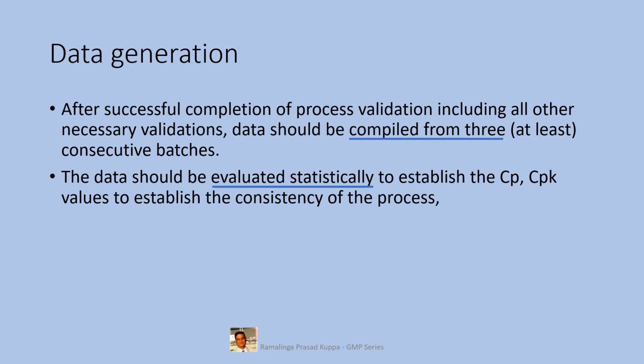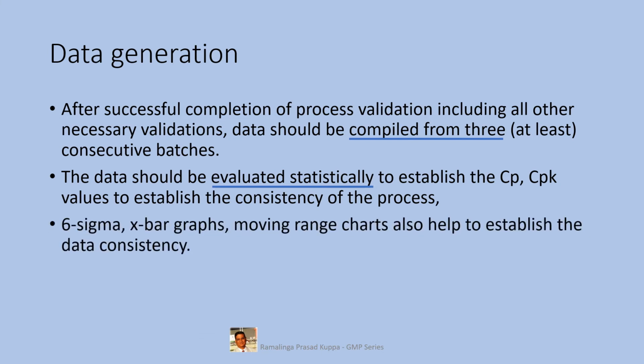The data should be evaluated statistically to establish the CPK values to establish the consistency of the process. The statistical parameters include CPK values. These indicators establish the process centering and process capability. Six Sigma X-bar graphs, moving range charts also help to establish the data consistency. Statistical tools provide strong evidence to establish the consistency of the process.